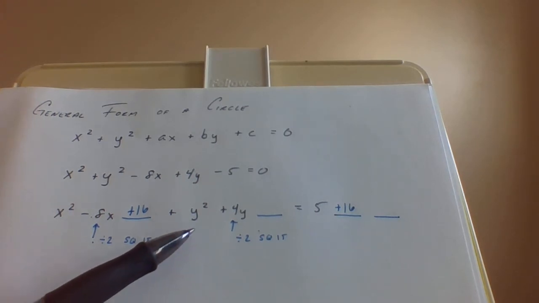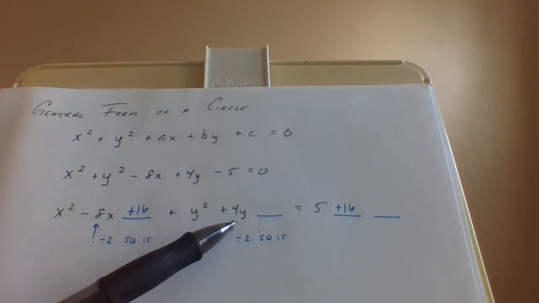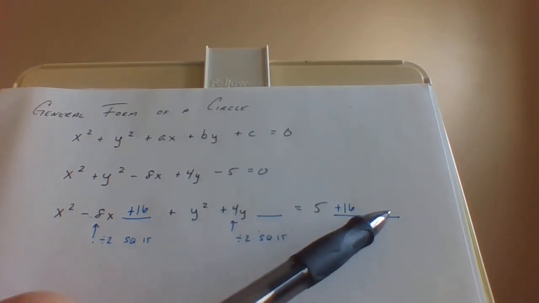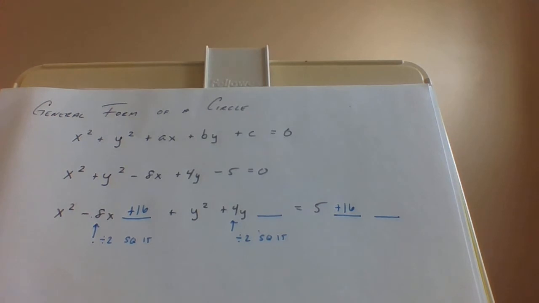And then I can go ahead and do the same thing to my y terms. I'm going to be looking at the 4 in front of my 4y. I'm going to take the 4, divide it by 2. That's going to give me a positive 2. And I'm going to square it, which is going to give me positive 4. So I'm going to add 4 into both of those last 2 slots.